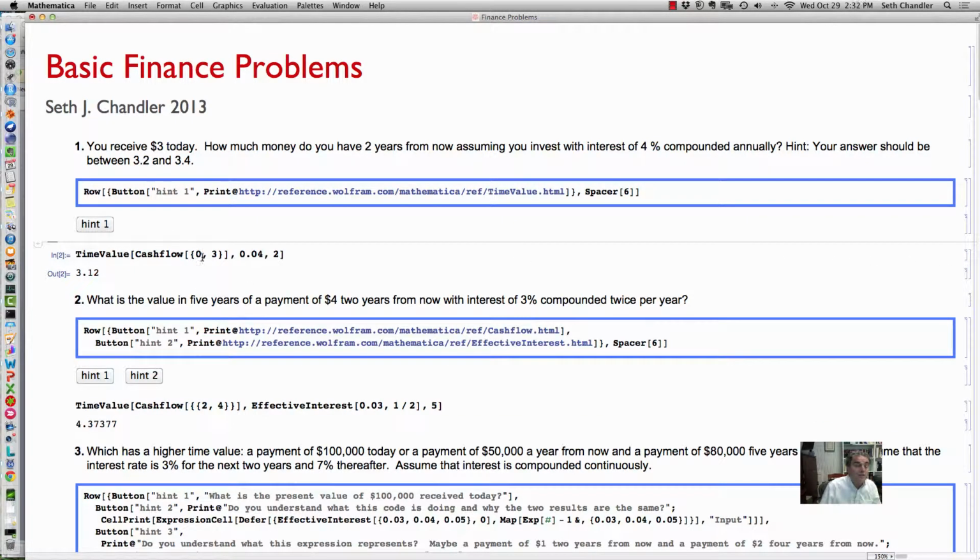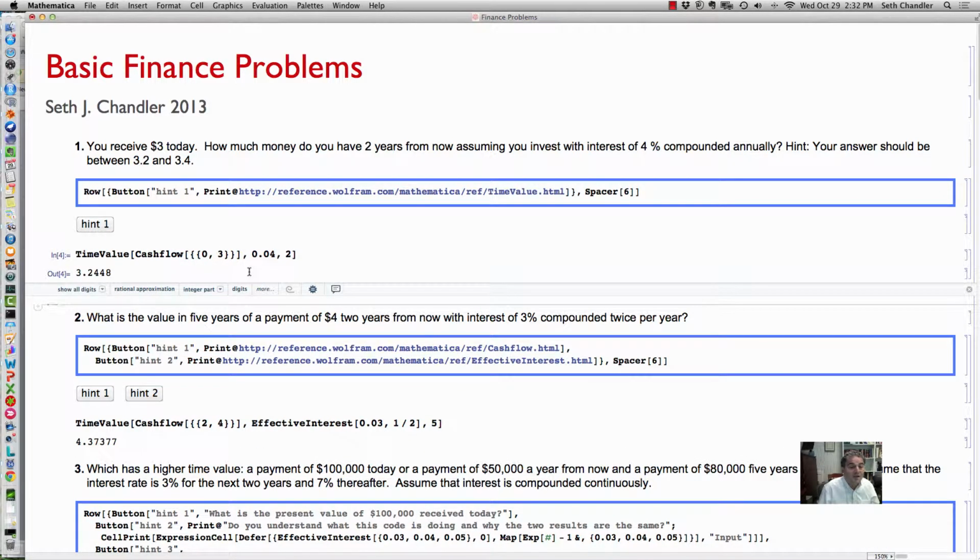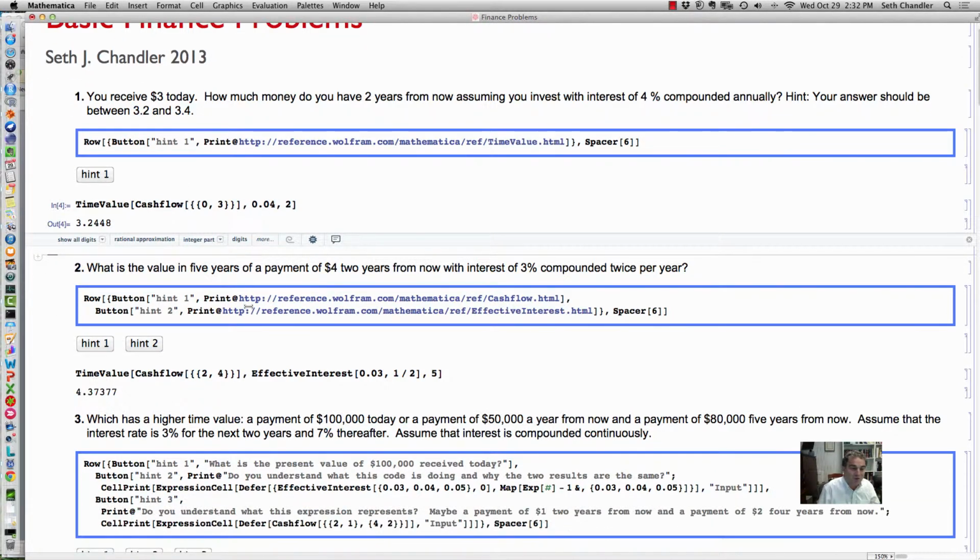All right, so this is one of these things where you just have to be aware of the conventions and the syntax, and the syntax is you have a list of time value pairs. Although your hint would have been very helpful there, that it should be between 3.2, and then you would have known that you were doing something wrong.